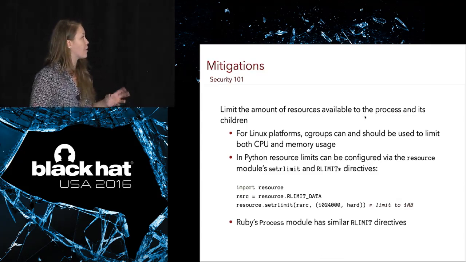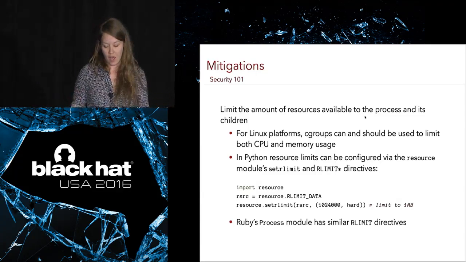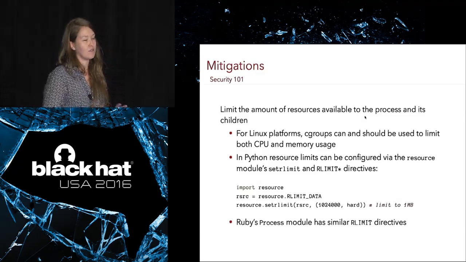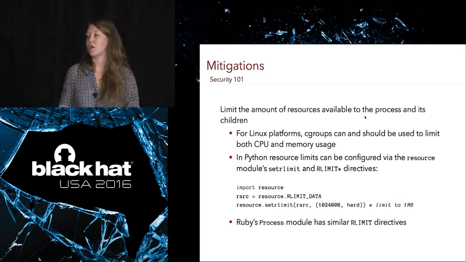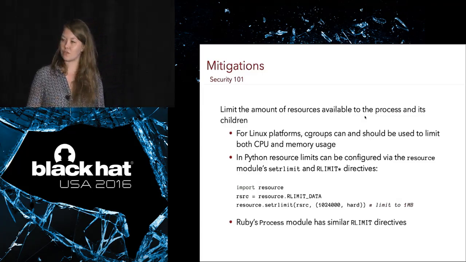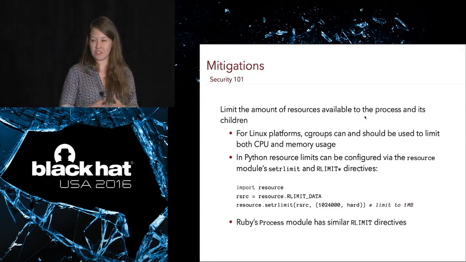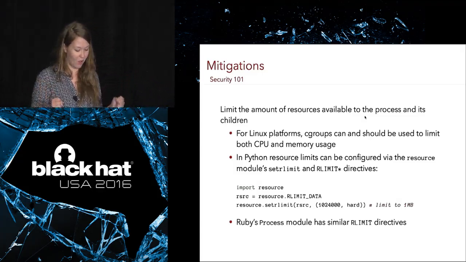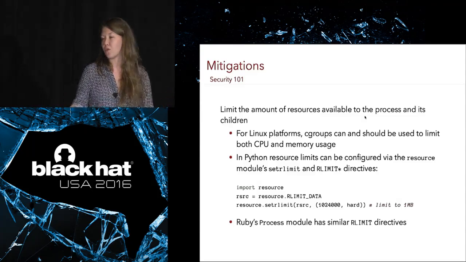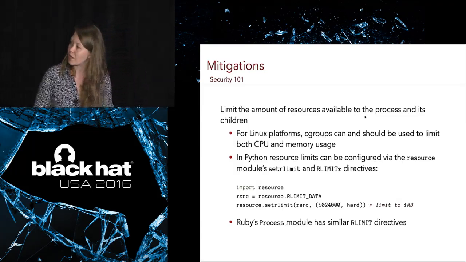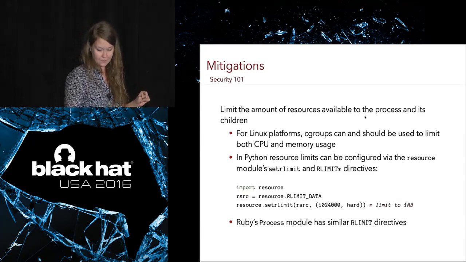All right, so Security 101, just mitigating decompression bombs in general. It doesn't matter really what kind of data compression type you're dealing with. You're always going to want to limit the amount of resources that you're making available to the processes and their children. You never want to just give them the lay of the land and suck up all of those resources. So in Linux, you can do that with C groups, but you can also programmatically do that with various languages, and we've got a Python example up there. Just a little snippet there.